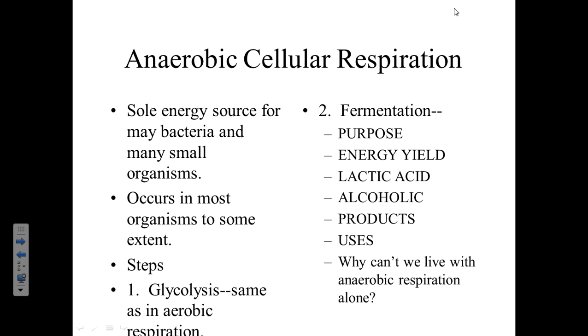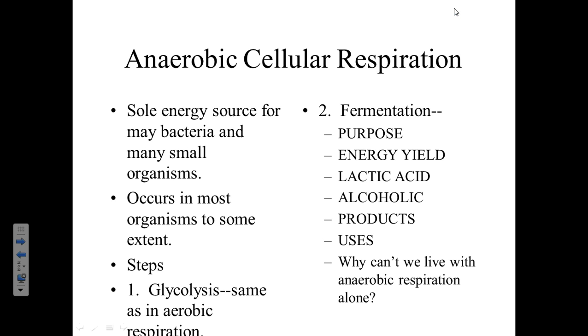Anaerobic respiration, though, happens in 2 steps. Glycolysis. Same glycolysis we just got through talking about. It takes sugar, splits it, and makes 3 main things: NADH, electron carriers, stored energy, ATP, and pyruvate. And then step 2 is fermentation.